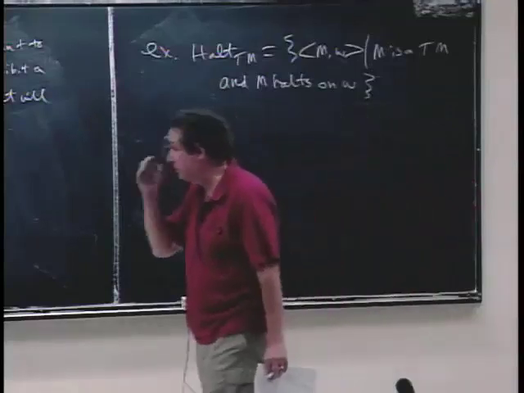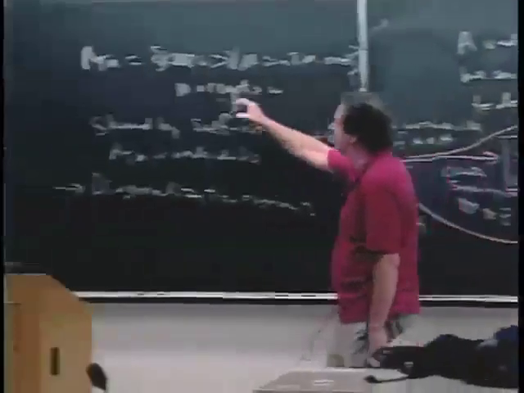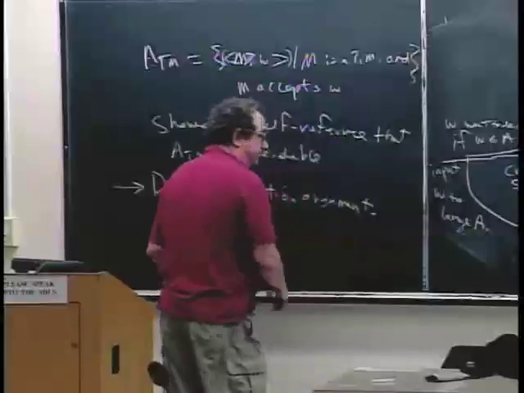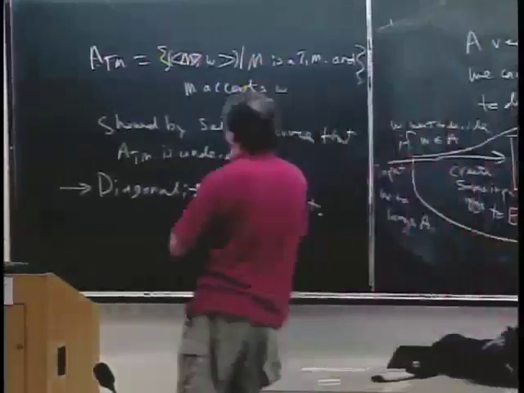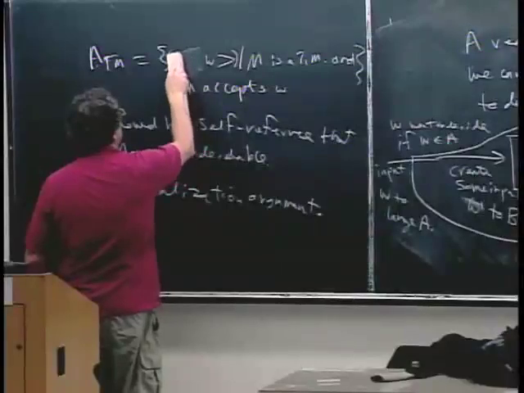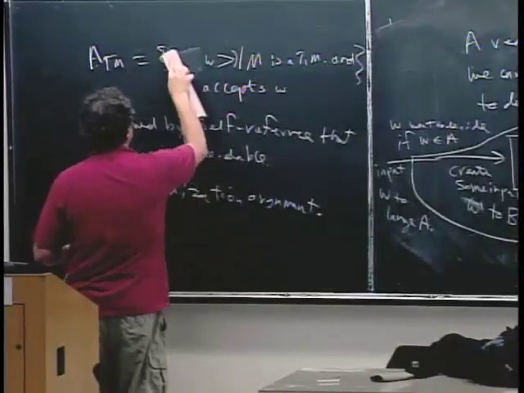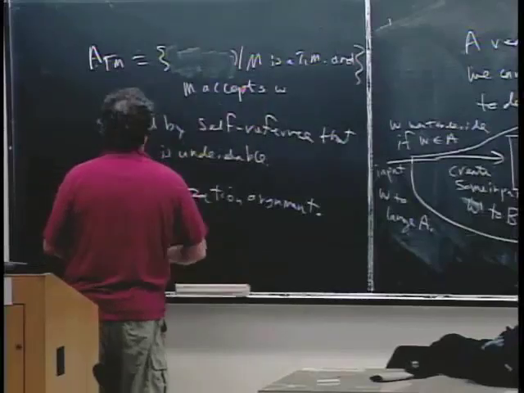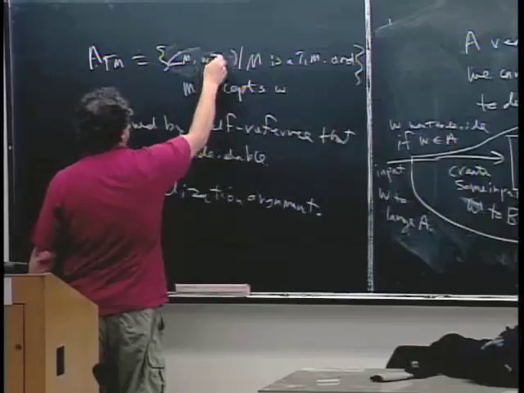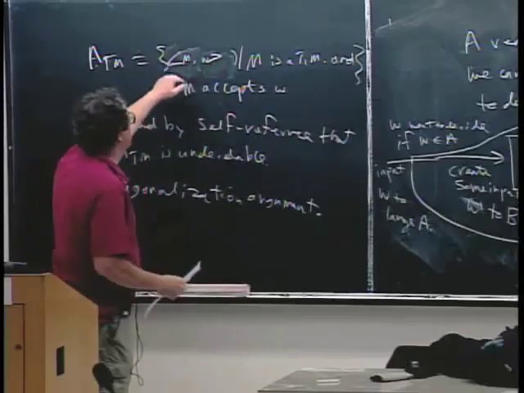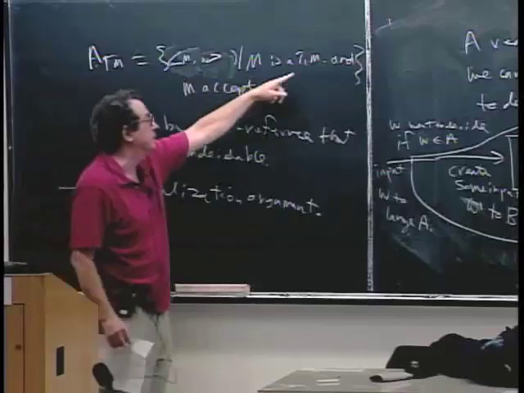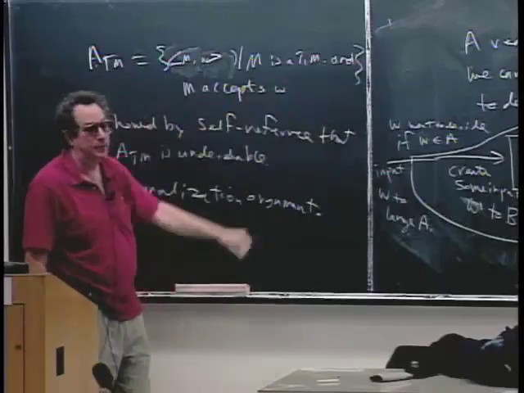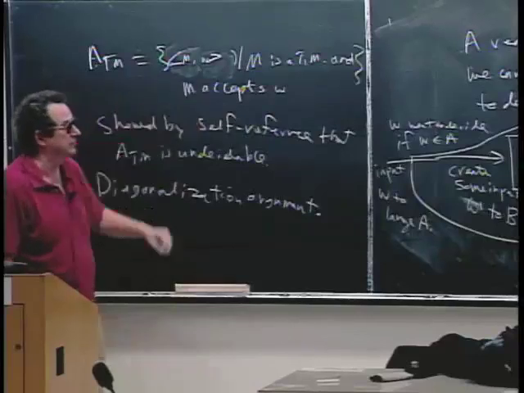Do we still have ATM up on the board there? Yeah, we have ATM all the way on this board. Anyway, I want this to be the same input, MW. So what this is intended to mean is it's a description of the Turing machine M, followed by a particular input W. M is a Turing machine, and M accepts W. Okay. So how does this differ from halt?